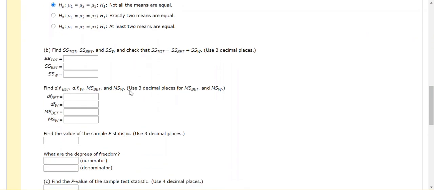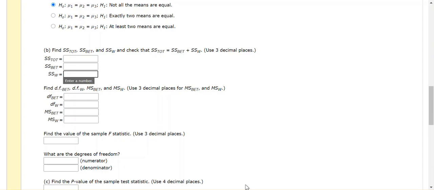So we're asked to find SS total, SSBET, SSW, DFBET, DFW, MSBET, and MSW. What in the world do all those things mean? First of all, SS total stands for sum of squares total, and it's SSBET plus SSW. So we'll find these two numbers first and add them together to get SS total. SSBET stands for the sum of squares between the groups, and SSW stands for the sum of squares within the groups. Let's do those two first, then we'll move on to degrees of freedom and MS, which stands for mean square.